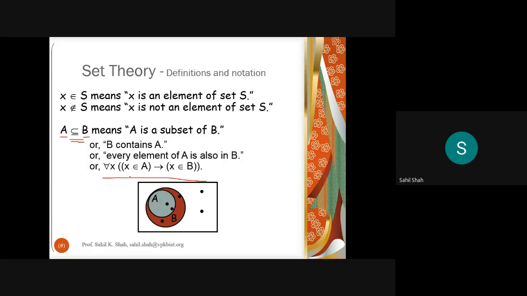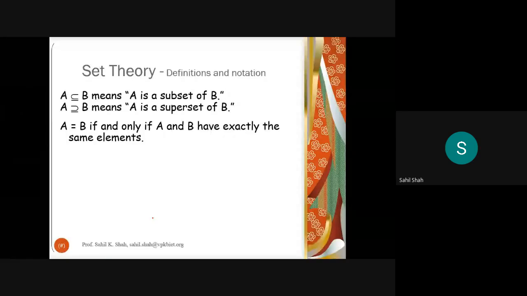In the context of graphical notation, we use circles for representing the various sets. So B will lie in the outermost circle and A will be contained inside B. This is the notation of A subset of B. I will come to this Venn diagram shortly. Observe, if you write A subset B, it means A is a subset of B. If you write it the other way, you would say B is a subset of A, or you can say A is a superset of B.